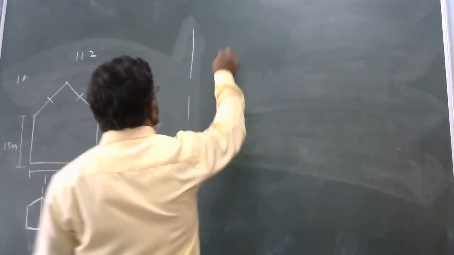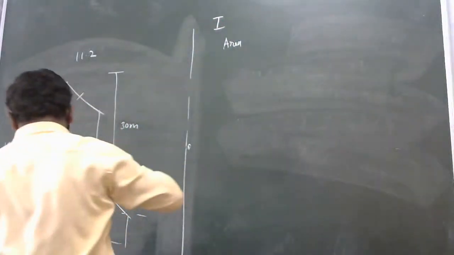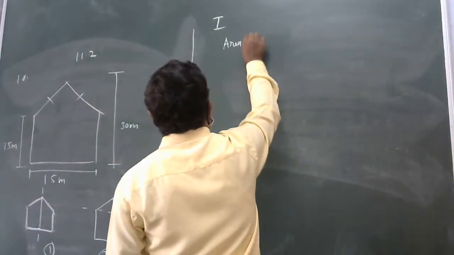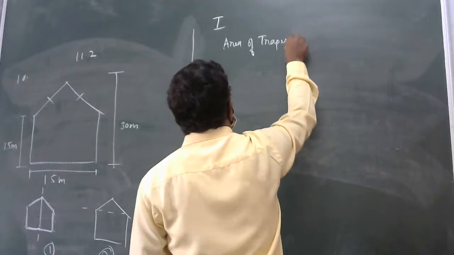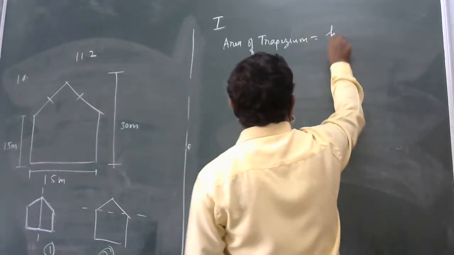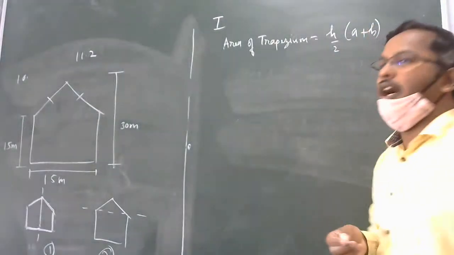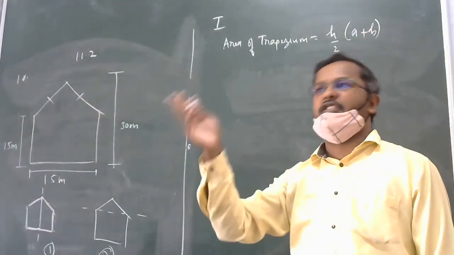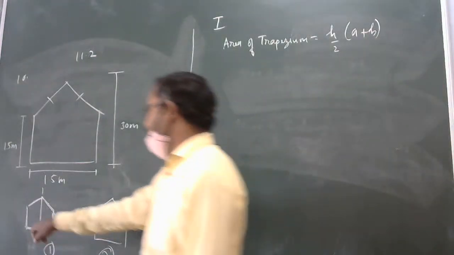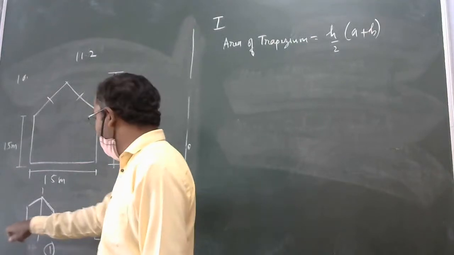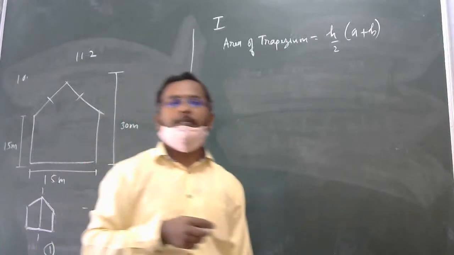Half into h into a plus b. So this is your first one. So the area of a trapezium is h by 2 into a plus b. Half into h, you will get h by 2 only. Okay, so this is the formula. If you find one part, you can easily find the area of the other part also, because it is divided into two equal parts.